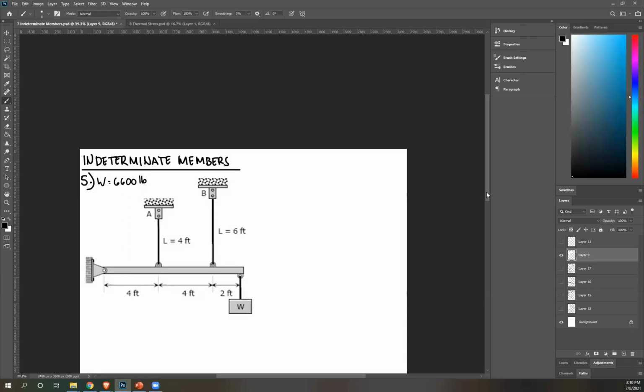So for the past examples, we only use summation of forces vertical and horizontal, right? Because our forces are all parallel. Now this is a bit different. We're gonna use moment. So let's first try to get the free body diagram. Okay.